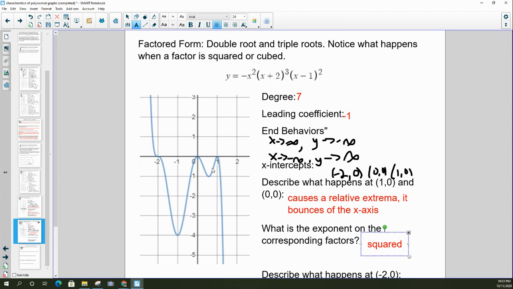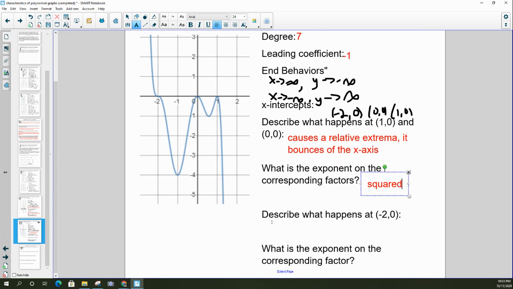Okay, we also refer to this as having a 0, an x-intercept with a multiplicity of 2, because it happens twice. In the graph, it's only one x-intercept. Okay, but we say it has a root or a 0 with a multiplicity of 2. All right, so describe what happens at -2, 0. Again, it gets really flat. Okay, it's really flat. We call that a point of inflection. All right, and the exponent there is 3. So we say that's cubed. Again, it's odd, and we get that point of inflection.